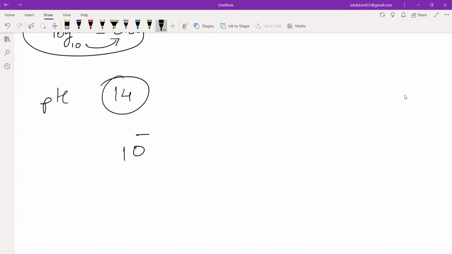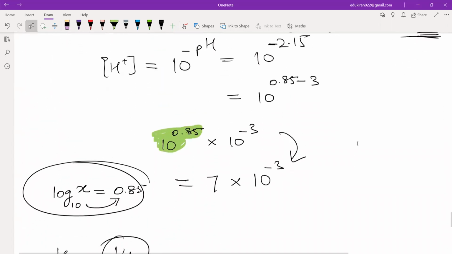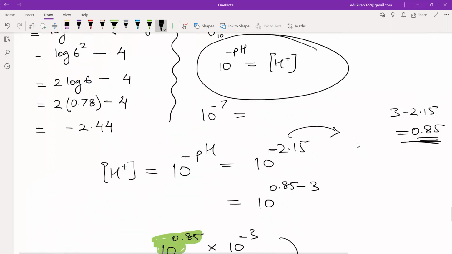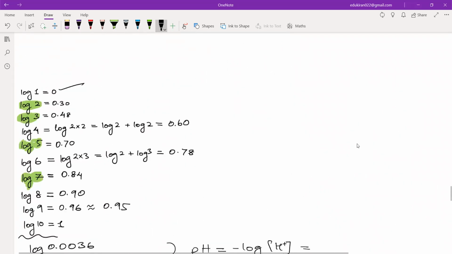So if you have 10 to the power of minus x, and x has some decimal points, then you take the whole number just after x, represent x according to that number, and then do what we have done here. The point is you have to get a 10 to the power of something between 0 and 1, because we only know log of 0 to 1.